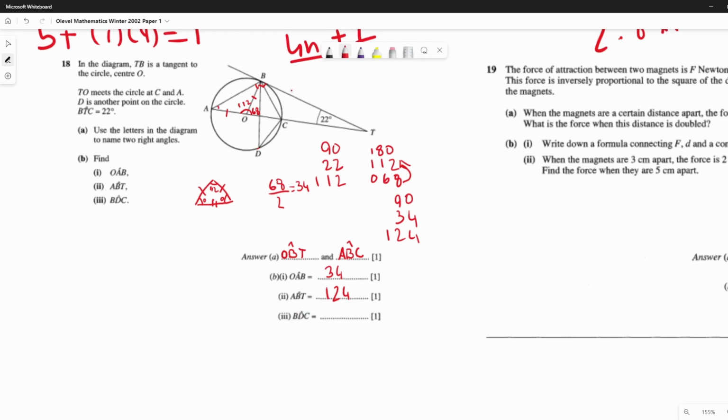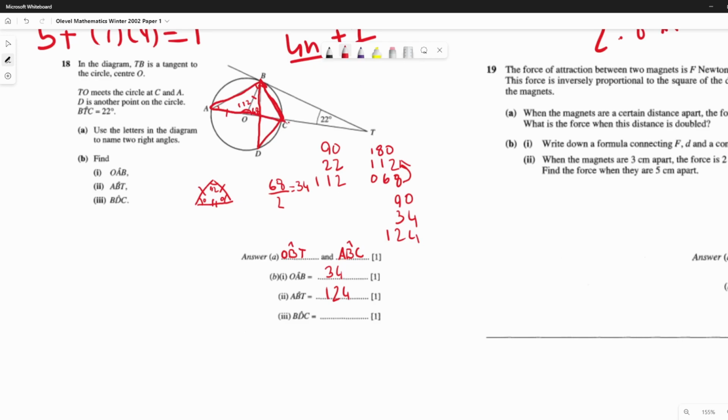And lastly, we need to find BDC. So anytime you have a chord like this, anytime you have a chord that makes an angle or a triangle with a point on the circle, basically, right? So this is a chord.